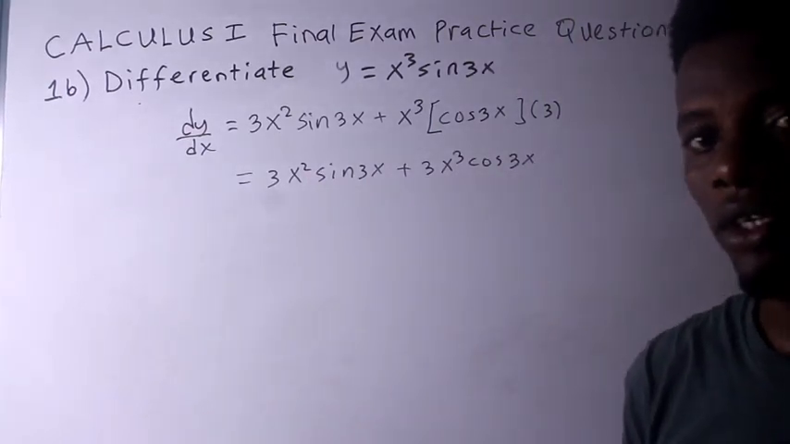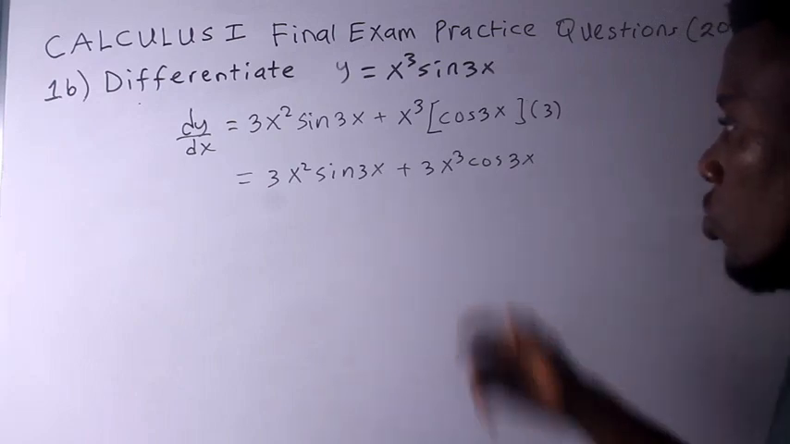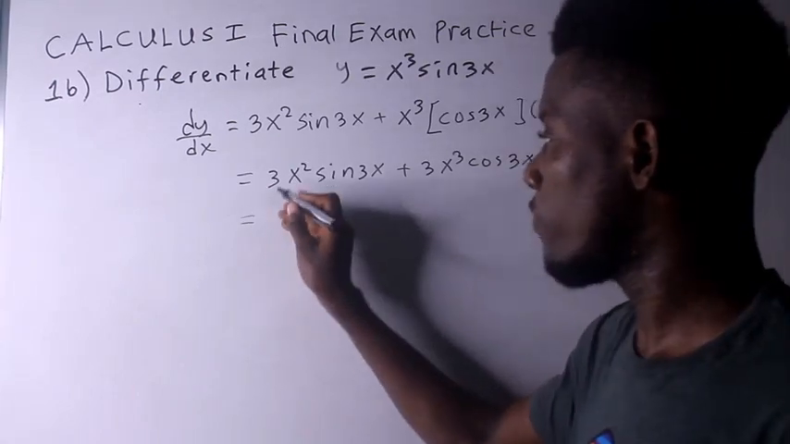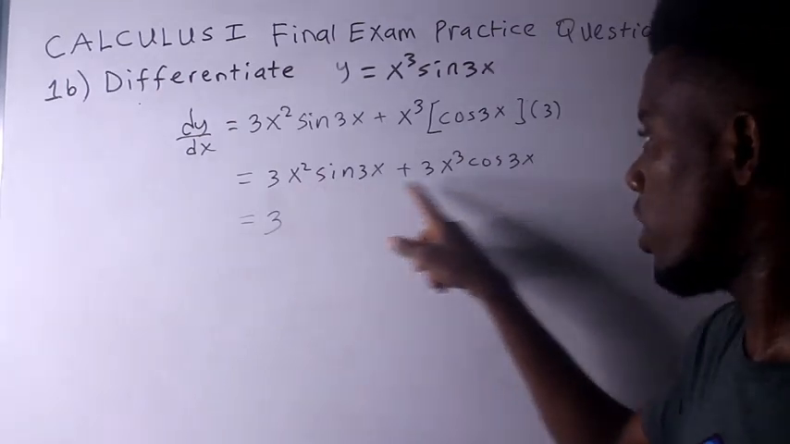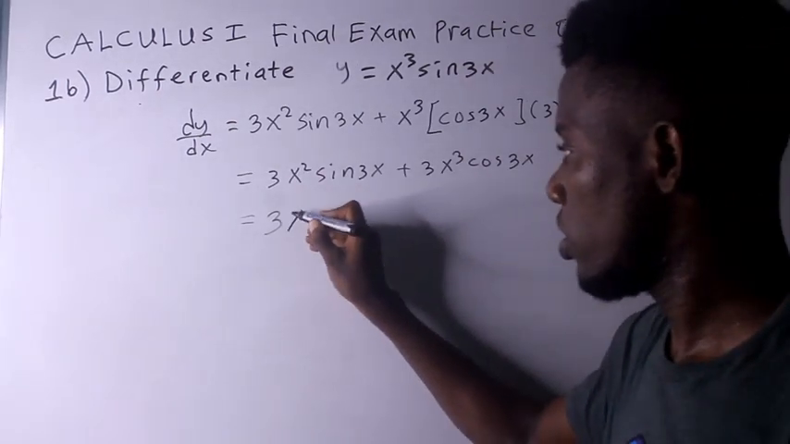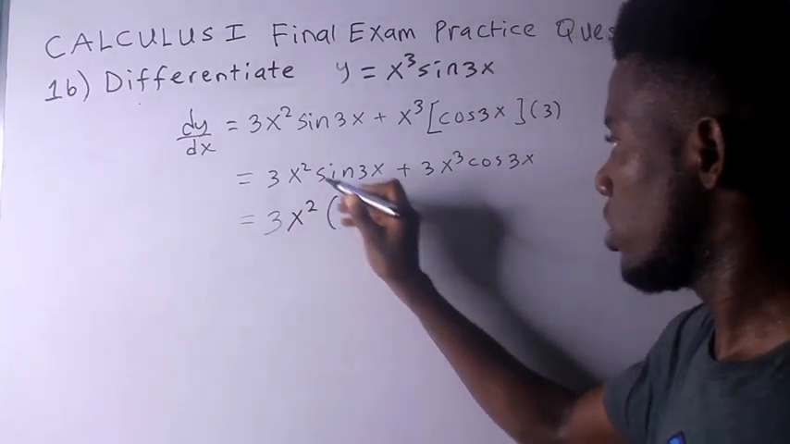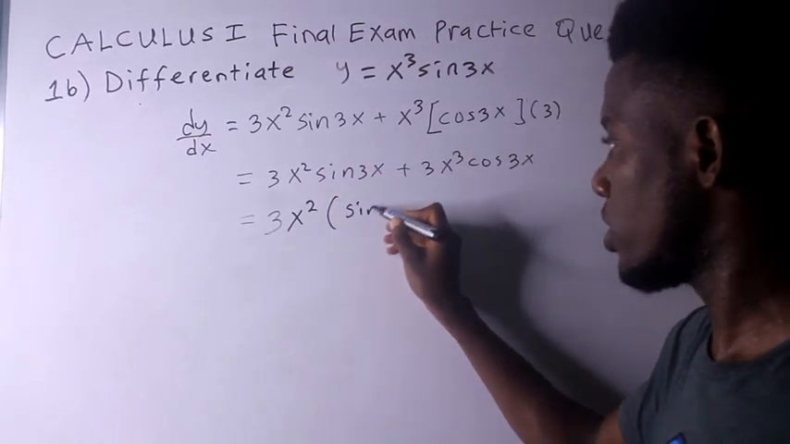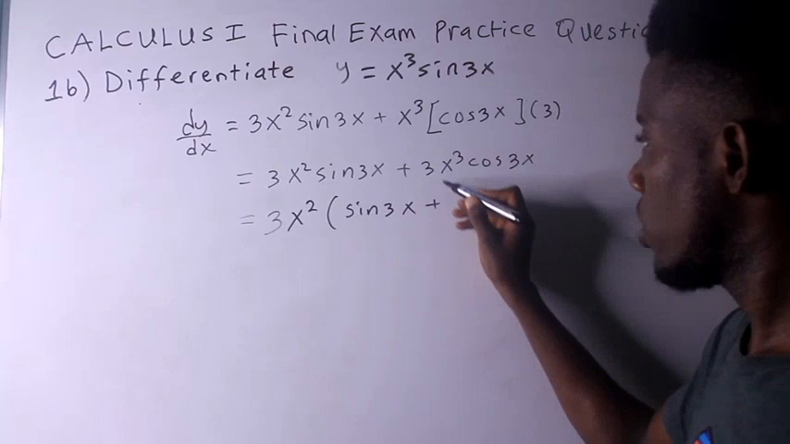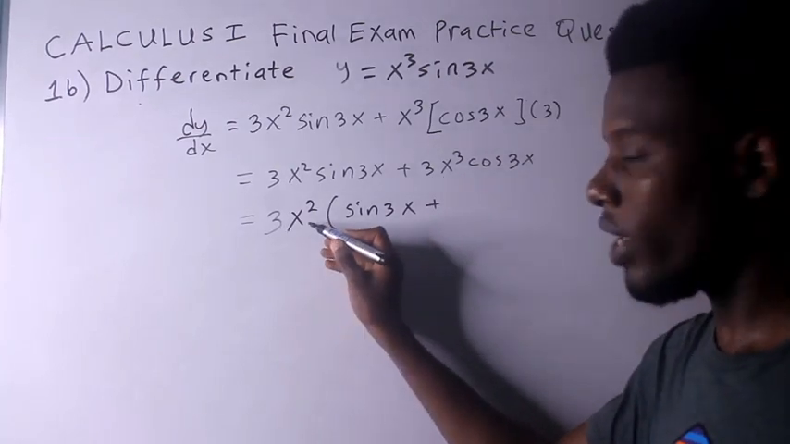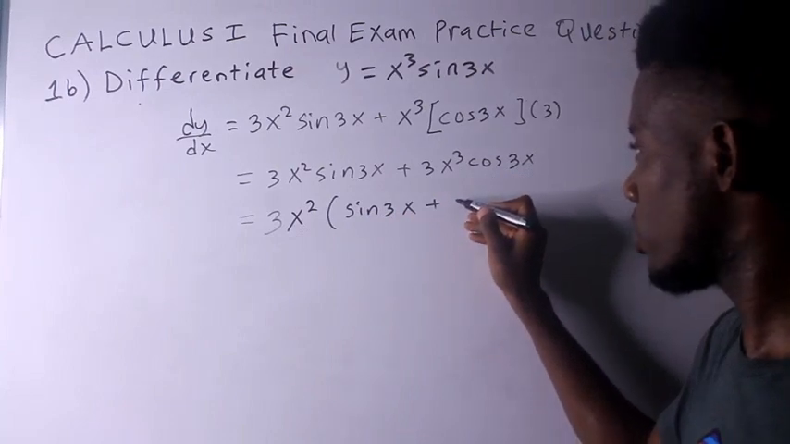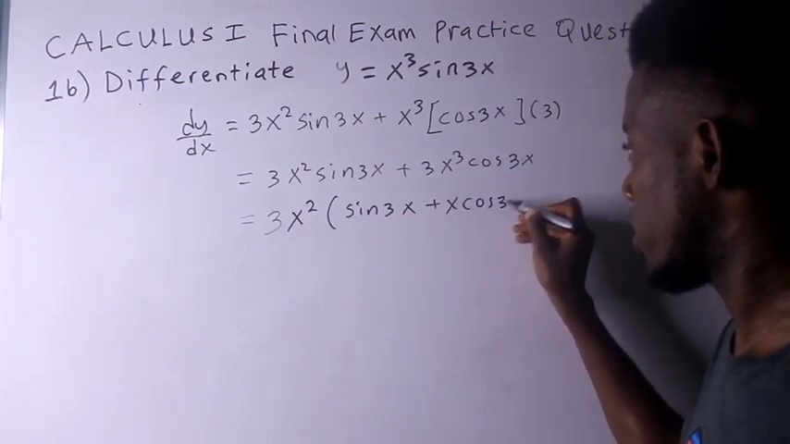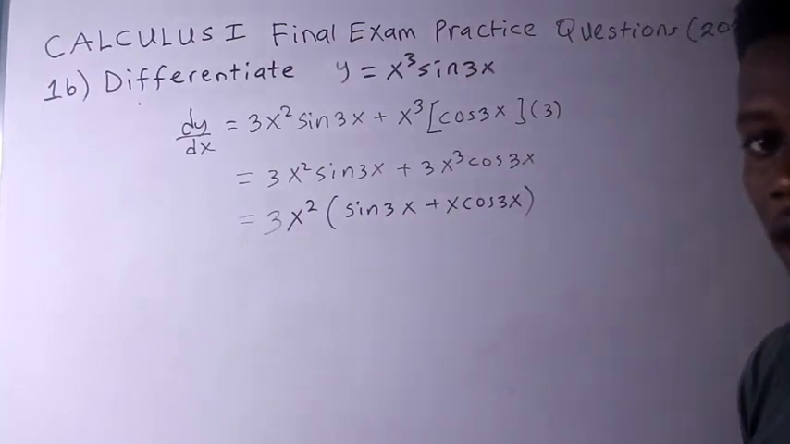We can factor out the greatest common factor for these two terms. The greatest common factor for 3 and 3 is just 3. And the greatest common factor for x squared and x cubed is x squared. So 3x squared times (sin 3x plus, now 3x squared into 3x cubed, it goes x times. So this is x cos 3x). This is the final answer.